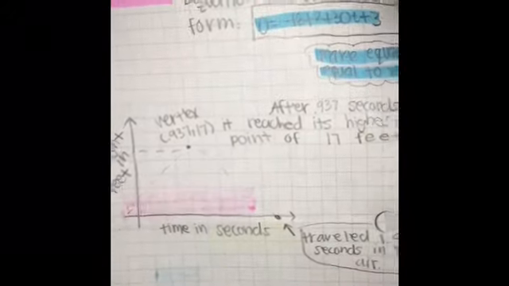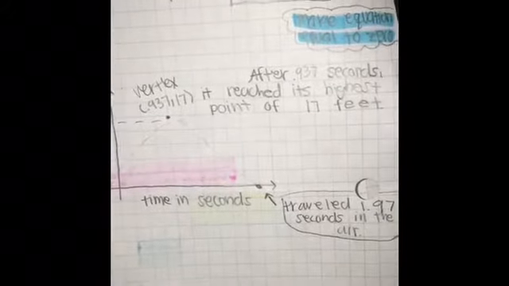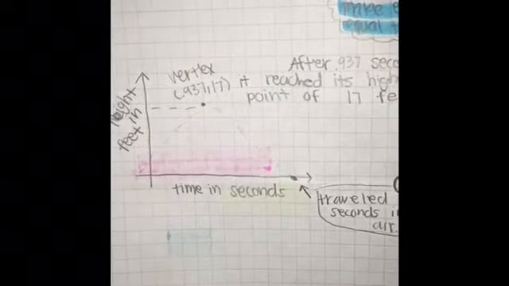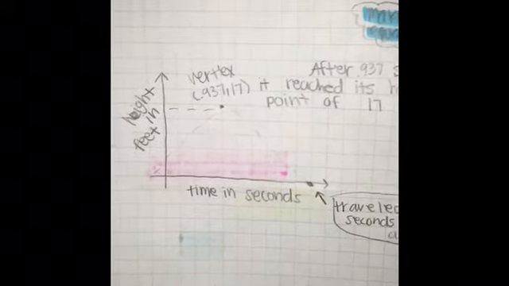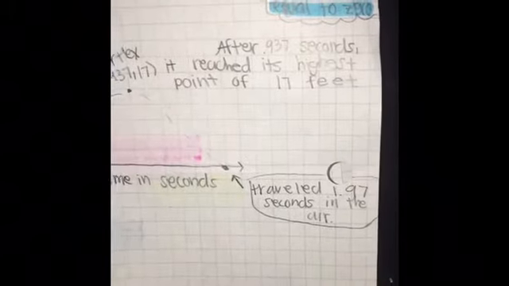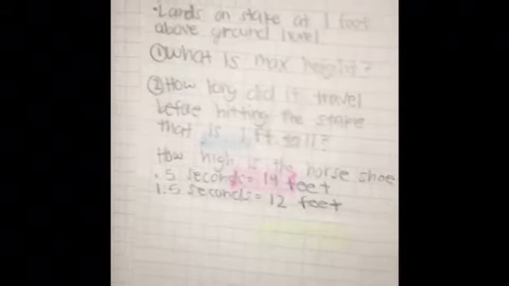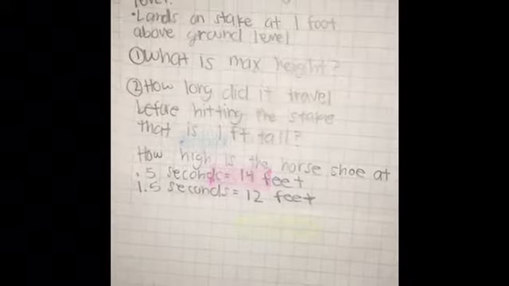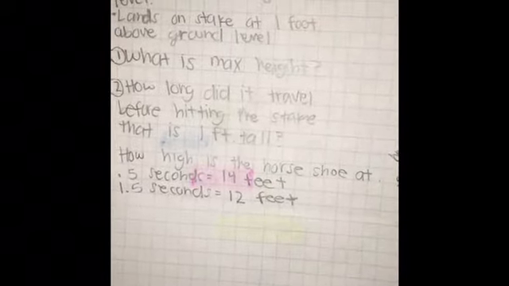So here's the diagram, and after 0.937 seconds, it reaches its highest point of 17 feet, which is also the vertex. It traveled 1.97 seconds in the air before hitting the ground at its farthest point. How high is the horseshoe? At approximately 0.5 seconds it would be 14 feet, and after 1.5 seconds it would be 12 feet.